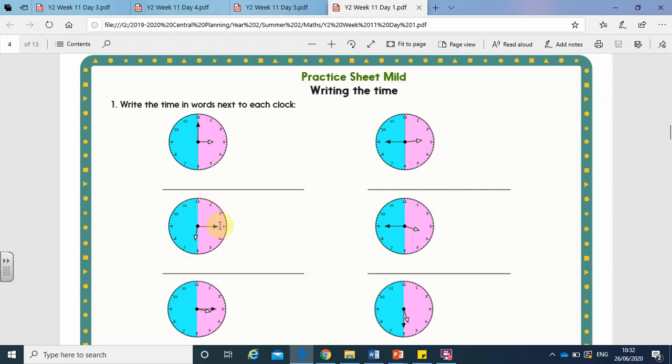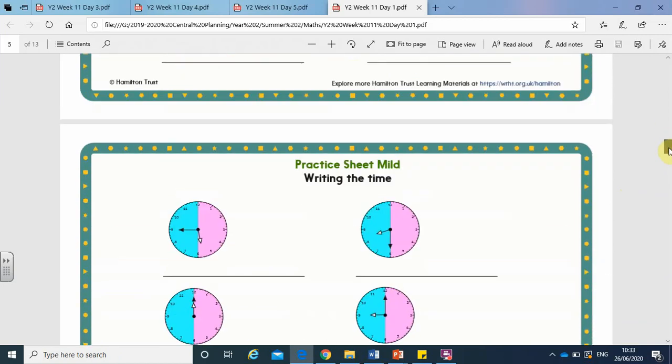5, 10, 15. Well, I know that anyway because I know that if it's at my 3, that's 15 minutes for the minute hand. So it's 6:15. I could write that as a quarter past time, which will be quarter past. It's gone past the 6, so it's quarter past 6. Have I got the rest of them?